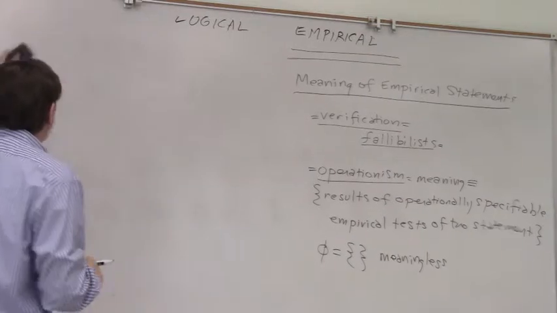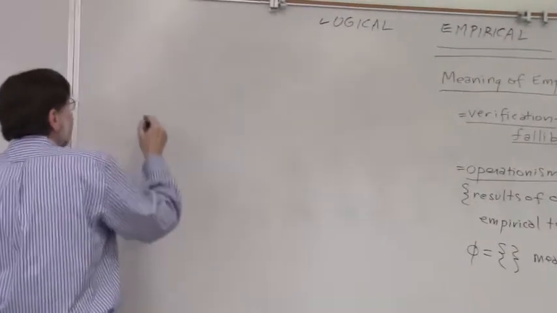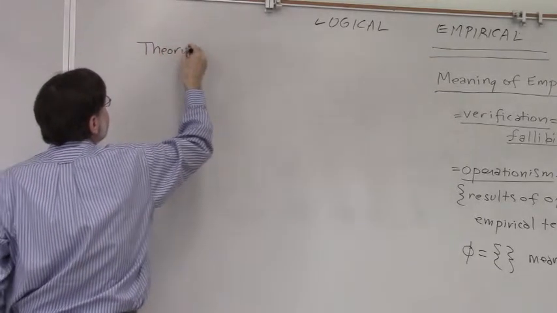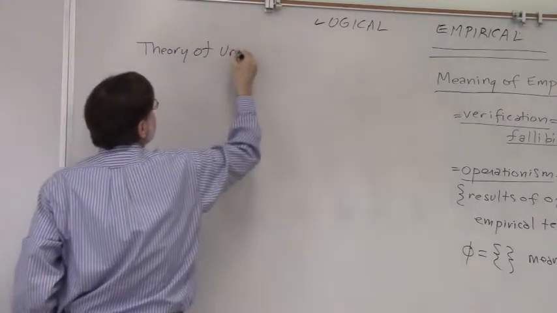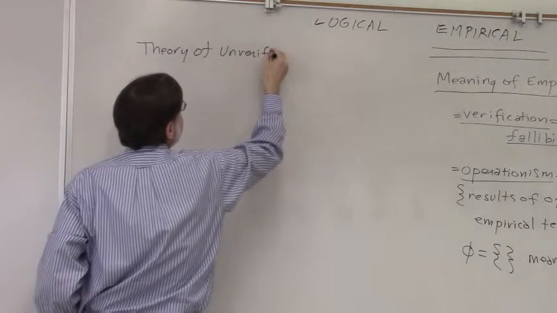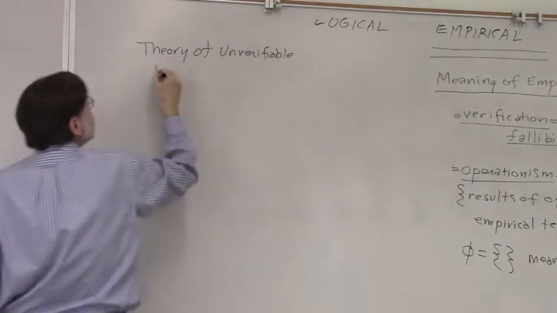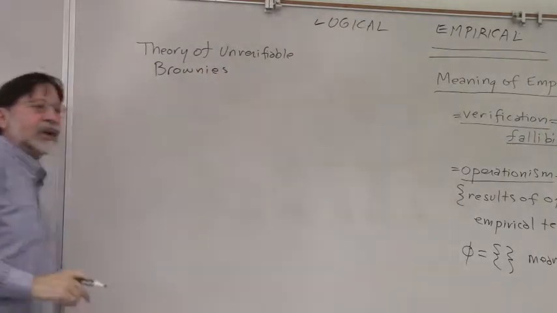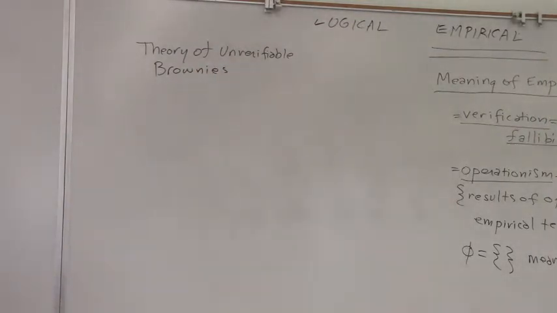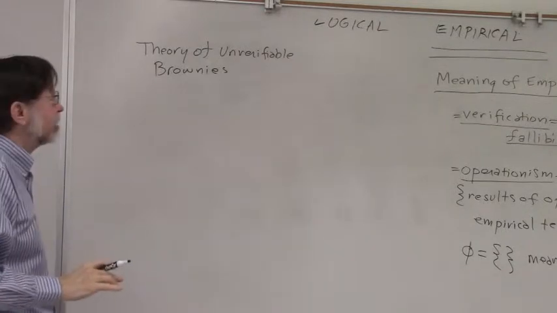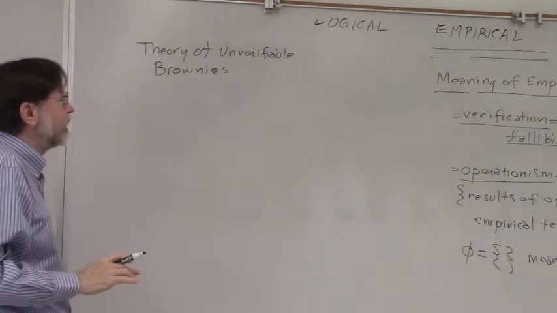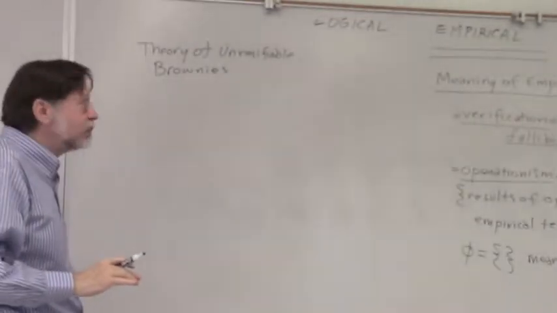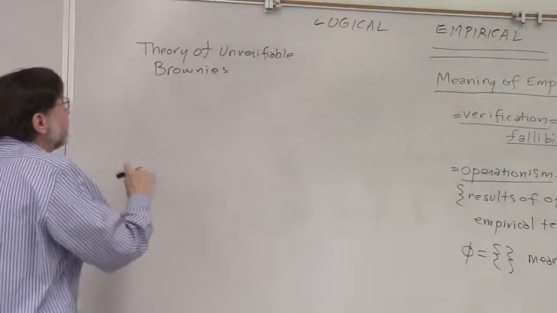All right, so we're ready to have our first theory of psychology here. And this is a very important theory in the history of psychology. It's called the theory of unverifiable brownies. And the first property, well, we need a definition. The unverifiable brownies are logically unverifiable. It means they cannot be observed.